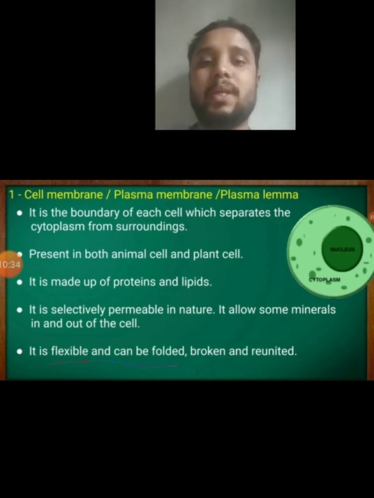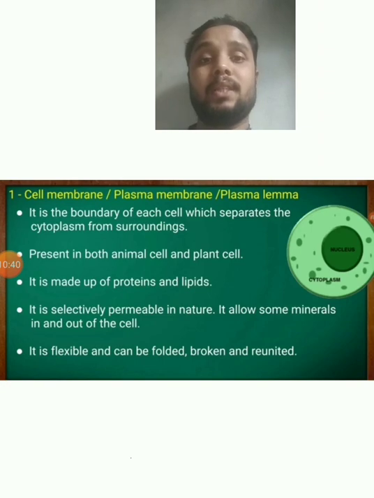Understood? So it is present in both animal cell and plant cell. You need to remember, animal cell organelles are different, and plant cell organelles are different. But cell membrane is found in both plant and animal cell. So the cell membrane is made up of protein and lipids. It is selectively permeable in nature.